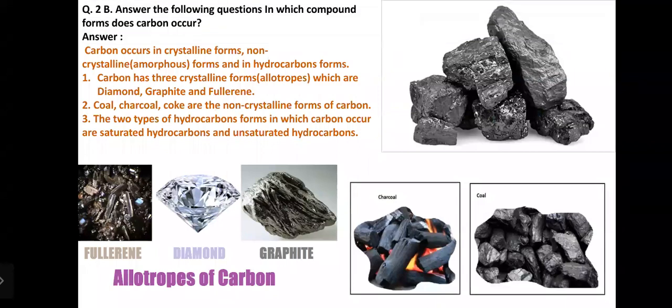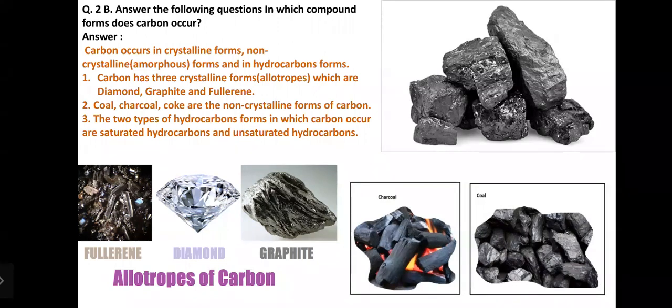Another question, number 2b. Answer the following questions: in which forms does carbon occur? The answer is that carbon occurs in crystalline form and non-crystalline form. First, carbon has three crystalline forms, also known as allotropes, which are diamond, graphite, and fullerenes.